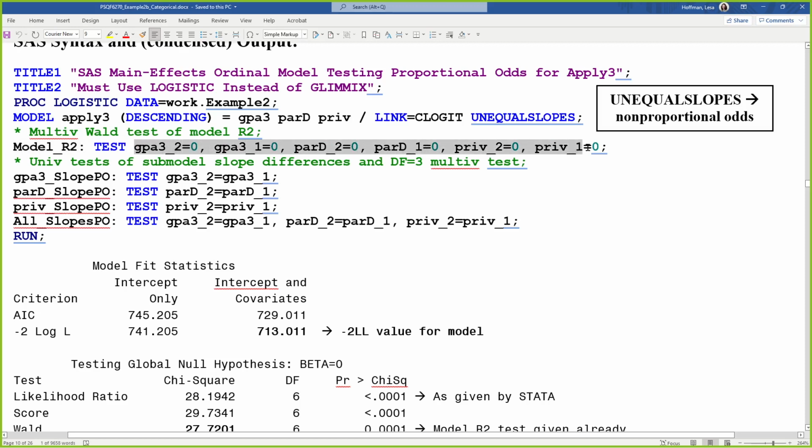So I am listing all 6 slopes that are in my model because I have 3 predictor variables and 2 submodels, creating 6 slopes total, and setting each of them to 0, separated by a comma to create the numerator degrees of freedom. So this is the analog to the F-test or chi-square test for the model R-square. Now I've got 6 slopes in it instead of 3.